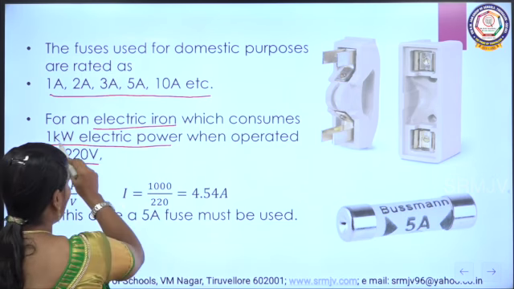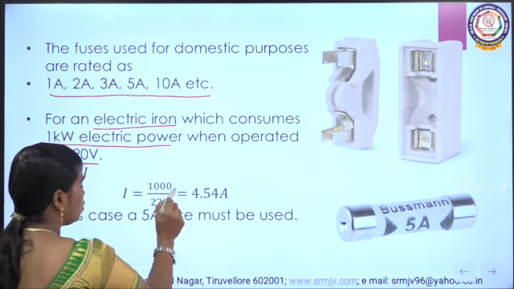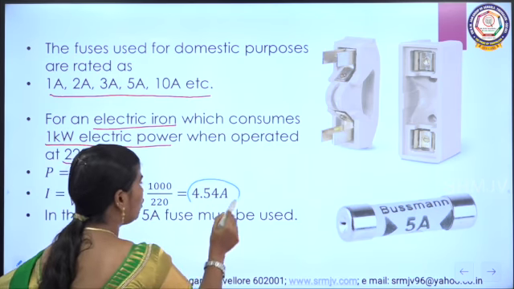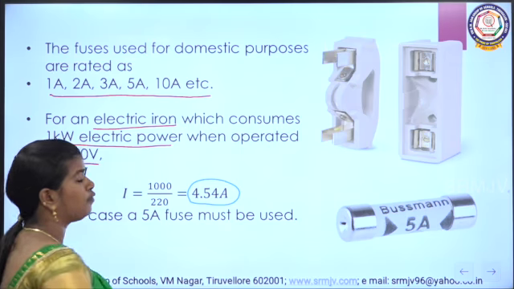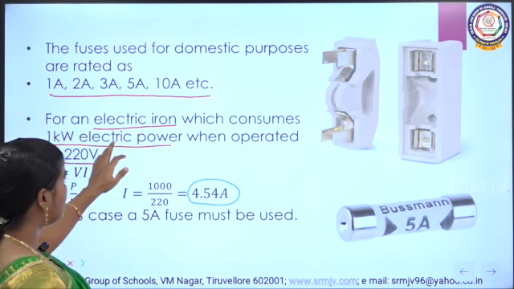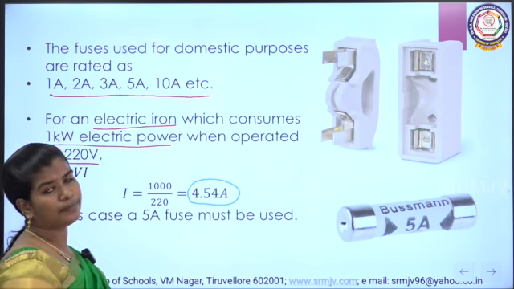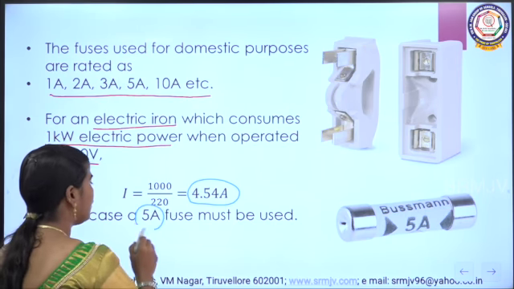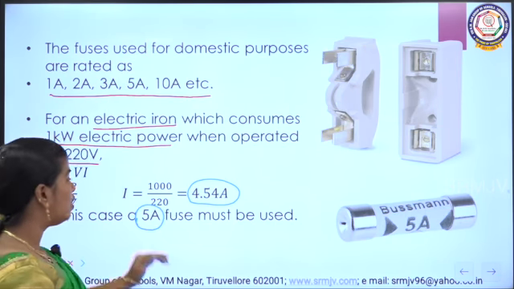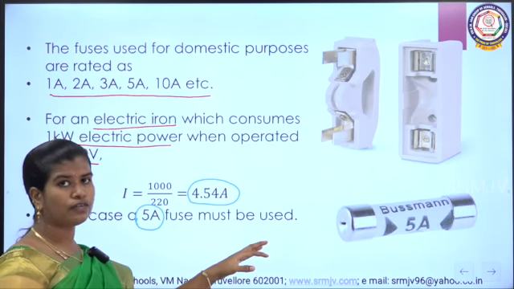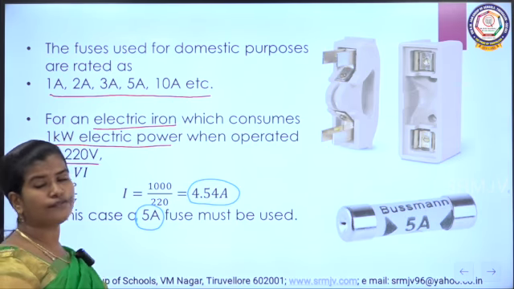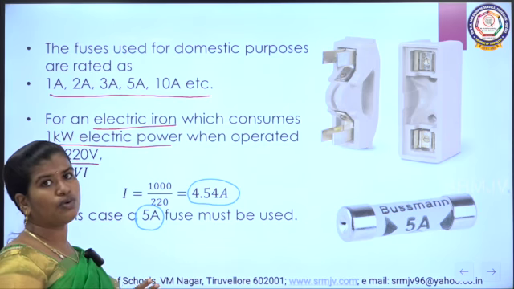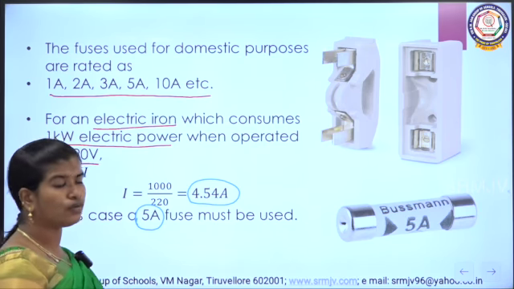So, 1 kilowatt is nothing but 1000 watts. 1000 watts divided by 220, we are getting a value of 4.54 ampere. So, in this particular electric iron, 4.5 ampere of current flows through it. In such a case, we should use a 5 ampere fuse. Okay. So that when more than 5 ampere of current flows through it, automatically the fuse wire will melt and it will break the circuit. Okay. It will not allow more current to flow through it.